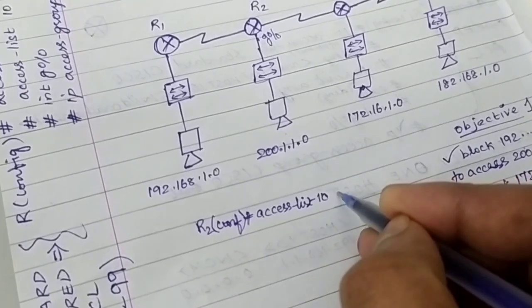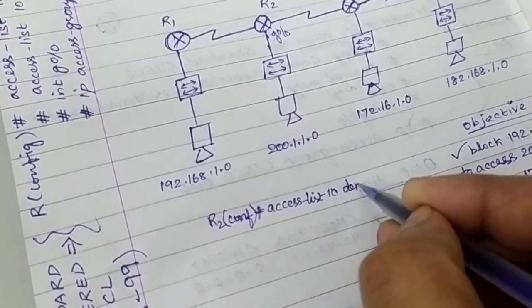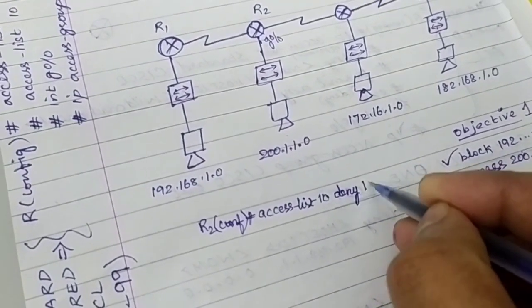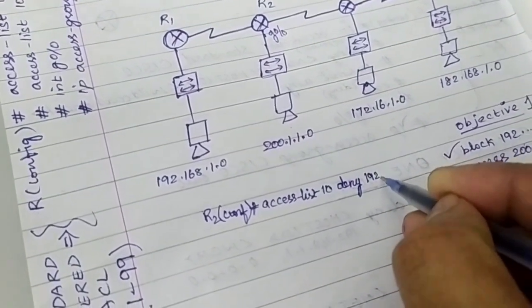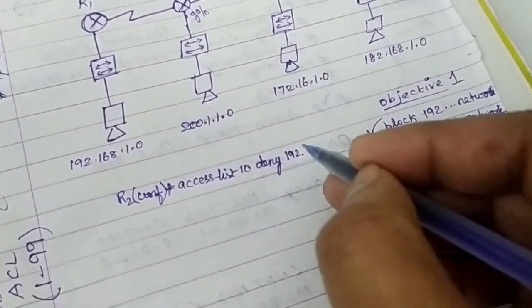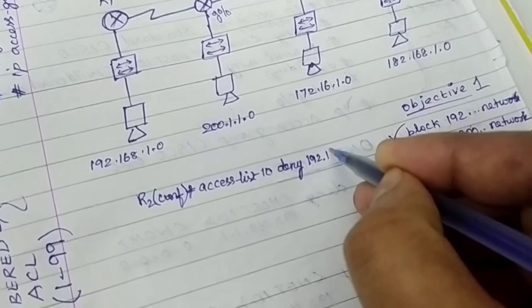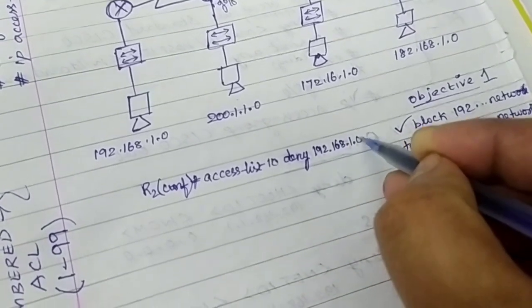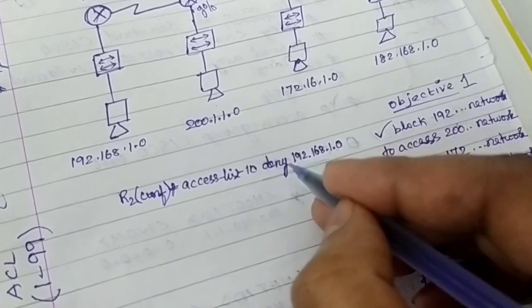Okay. Now I am going to deny. I am going to block. So deny, and I am going to give the network ID, because they gave the entire network here. The entire network we need to block. So you have to give the network ID 192.168.1.0. This is a one-line command.